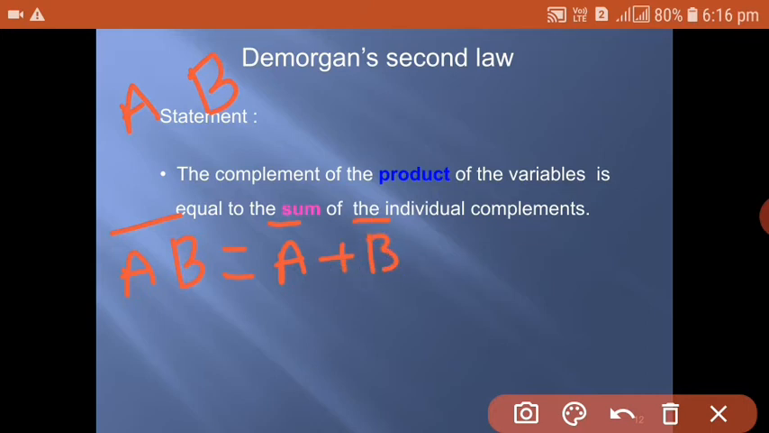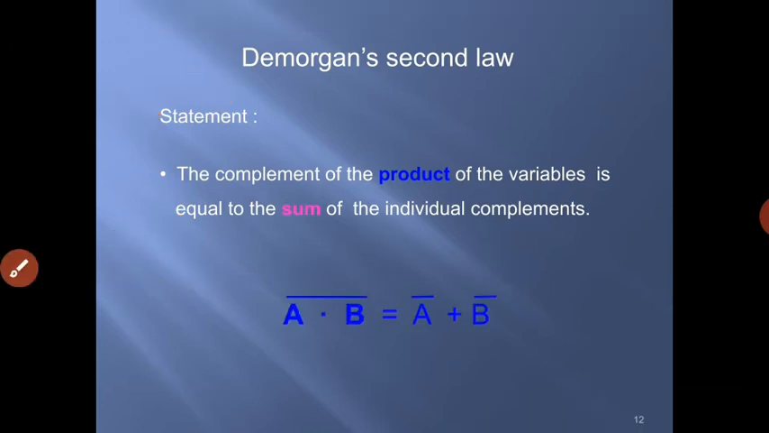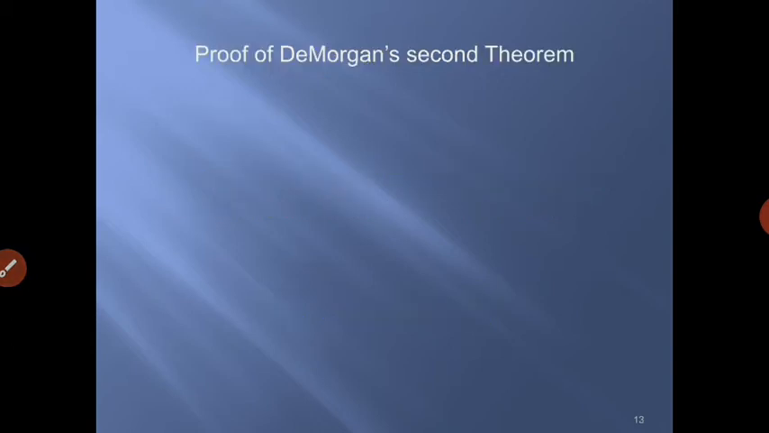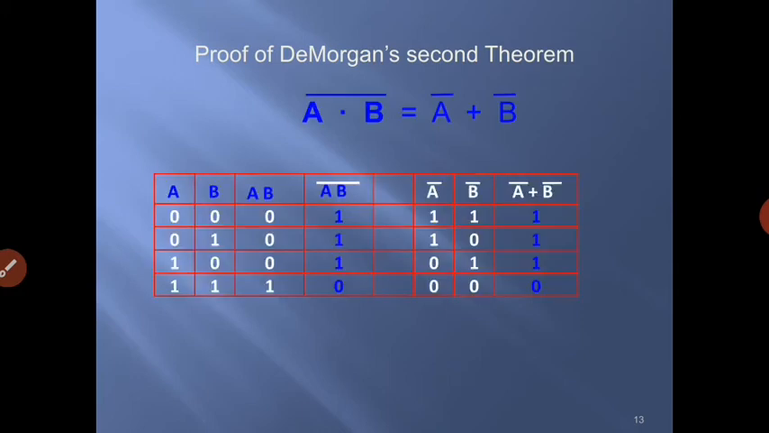So this is De Morgan's second law. AB whole bar is equal to A bar plus B bar. So the complement of the product of the variables, that is AB whole bar, is equal to the sum of the individual complements, that is nothing but A bar plus B bar. So this is De Morgan's second theorem, and we can observe it.